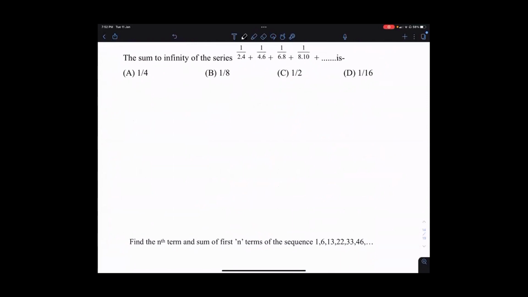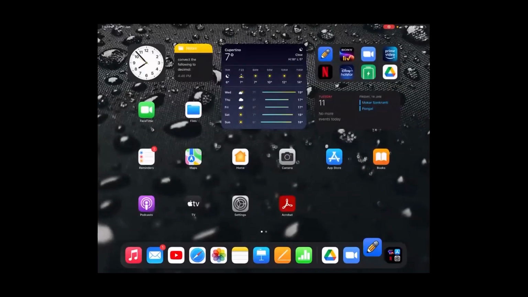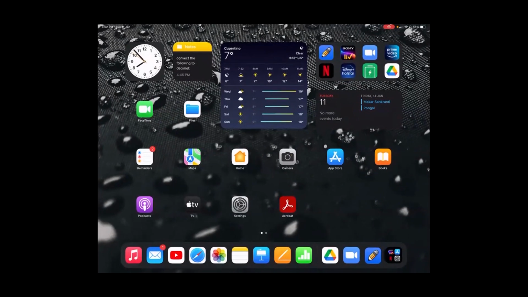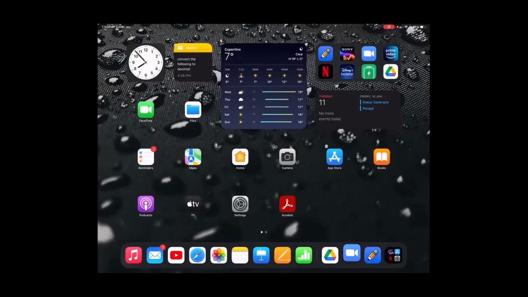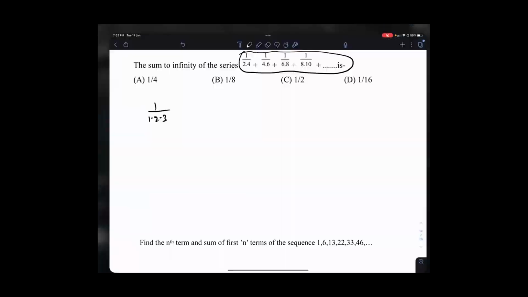Okay. Next, sum to infinite terms. Not only this sequence, guys, whenever you have something like this, 1 by 1 into 2 into 3. Just 2 questions I will explain, guys. Then afterwards, I'll end the class. But these 2 are very important because I have to extend the class to get this concept clear. This question as well as the next one.